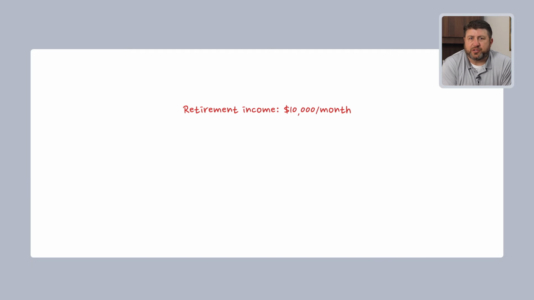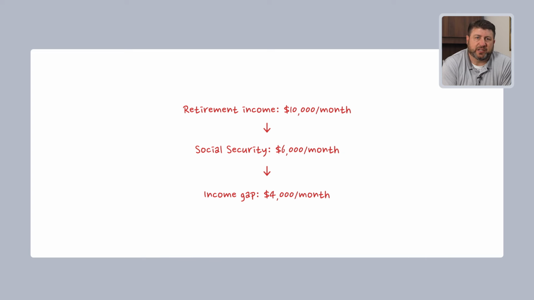So let's assume you want $10,000 per month in retirement income. Between you and your spouse, you're going to receive $6,000 per month in Social Security. This leaves a shortfall or income gap of $4,000 per month or $48,000 per year. This $4,000 per month or $48,000 per year is what must come from your portfolio.